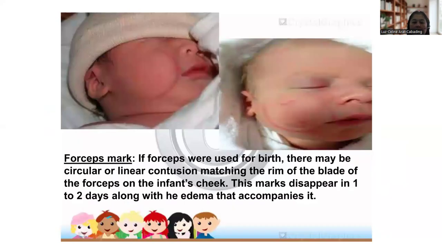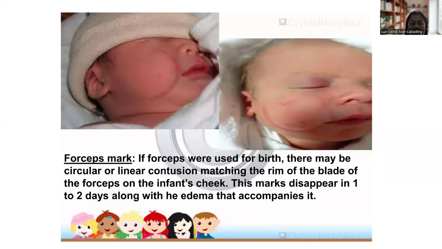Then we look at the head and check if there are forceps marks. Okay. So this would happen to babies who are born under a difficult labor, where vacuum or forceps may have been used to help the baby come out. So when a baby is delivered via vacuum or forceps, we pay attention and look at the head features and see if there is any trauma.